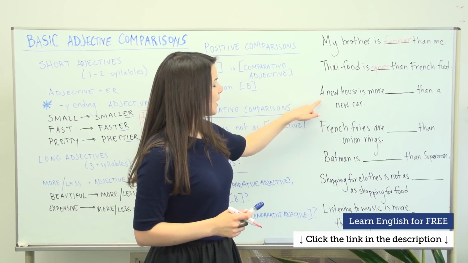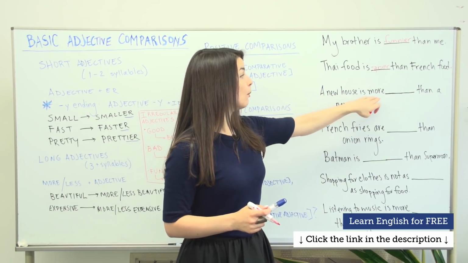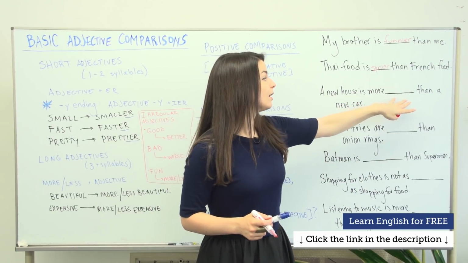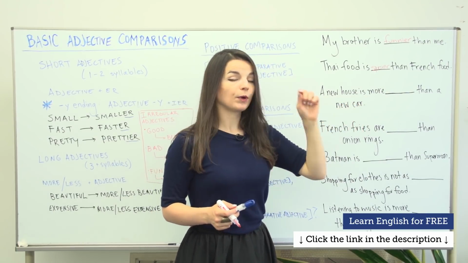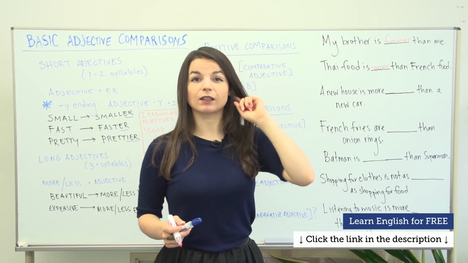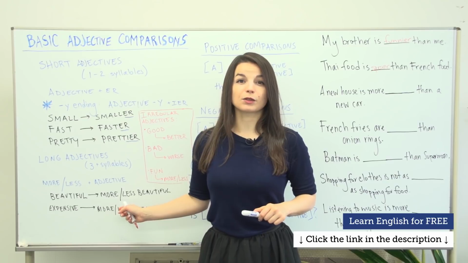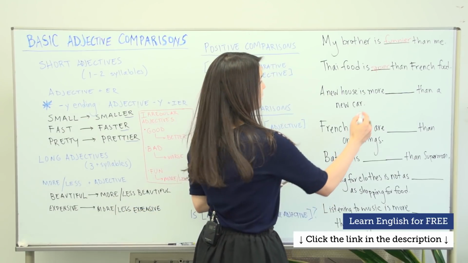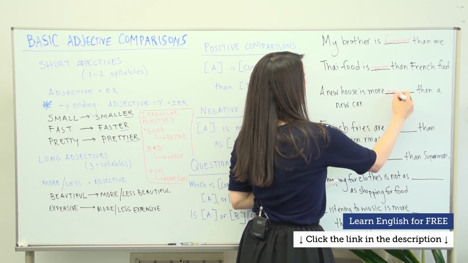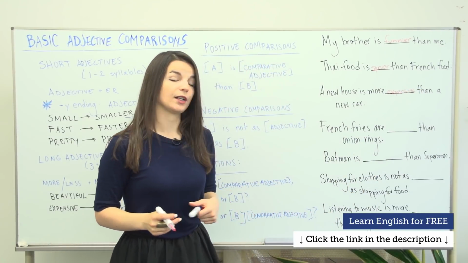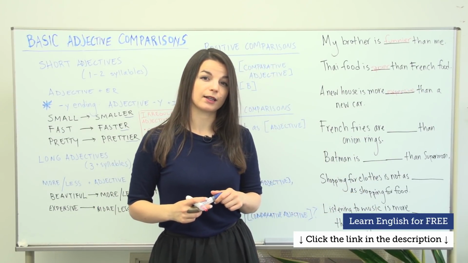Okay, next I have a new house is more, so this is a big hint word for me, more something something than a new car. I want to use the adjective expensive. I know that expensive is a long adjective, so this is the rule that applies. This means there's no change to the adjective. A new house is more expensive than a new car is the correct sentence here.